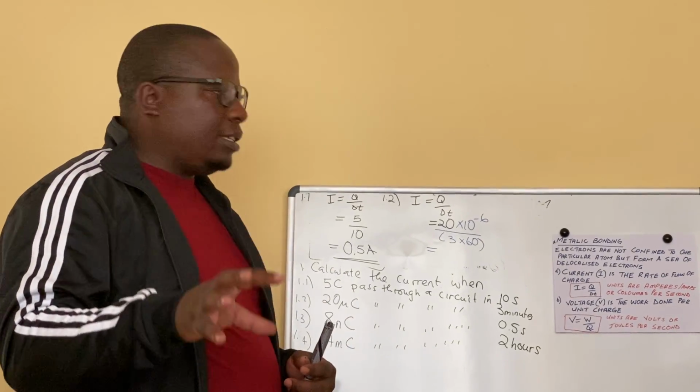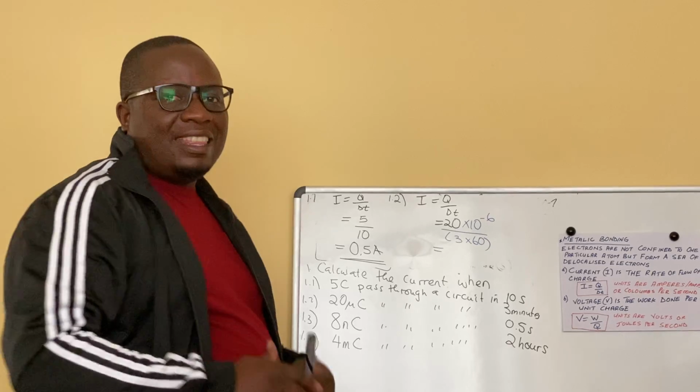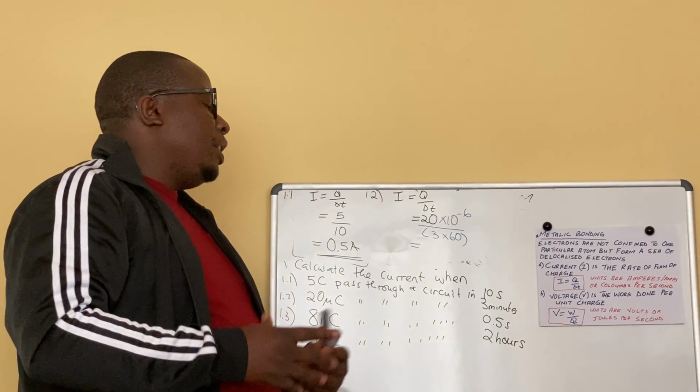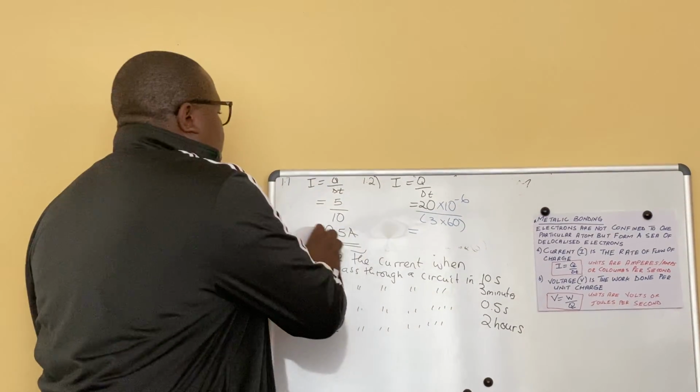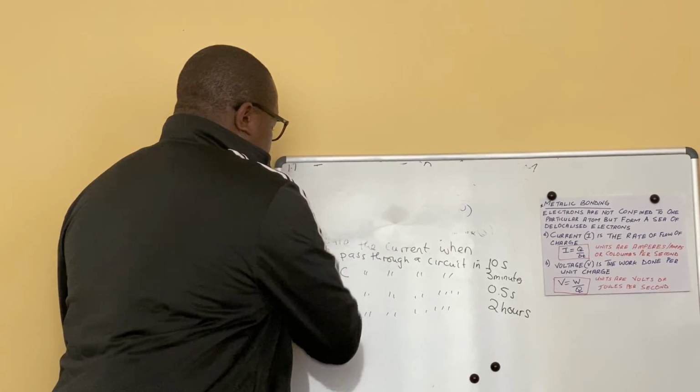So I hope we understand current. The faster the charge is, the higher the current. Why are we saying it is the rate of flow of charge? Because electrons are called charge carriers. Let me just write it there.